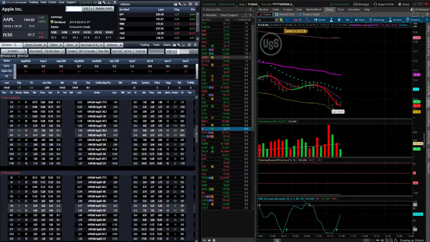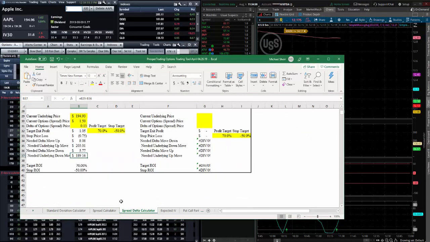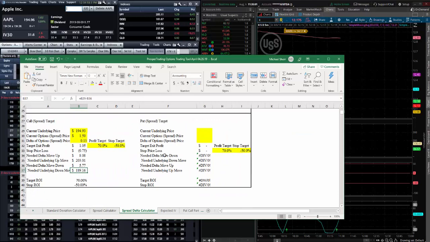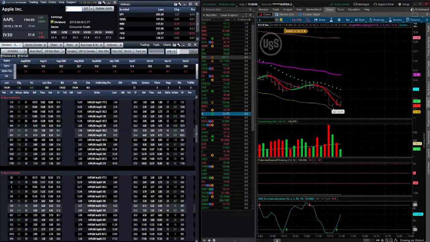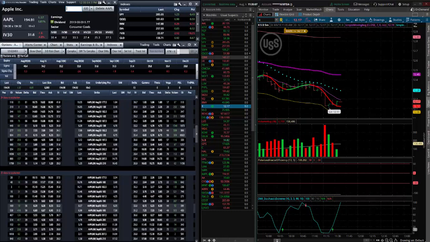And then obviously for the put side, you would work on this side. Same thing, being careful that you want to have a negative delta, because in the case of a debit spread, put deltas are negative.